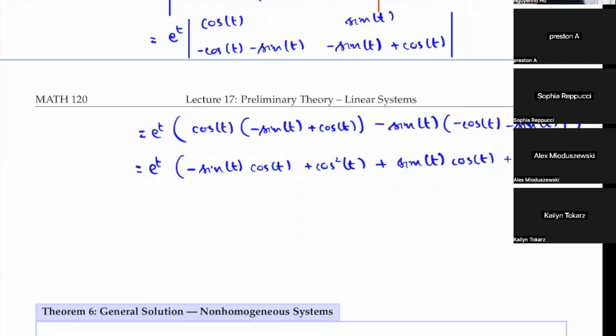Again, inside the parentheses, you can see that this term and this term cancel out, and you're left with cosine squared of t plus sine squared of t. That is the trigonometric identity that is equal to 1. So therefore, the calculation gives you e to the t only, and this is definitely different from 0 for all real values of t.